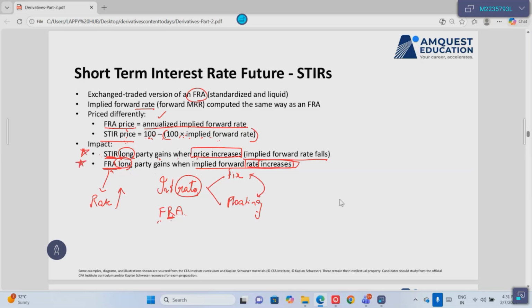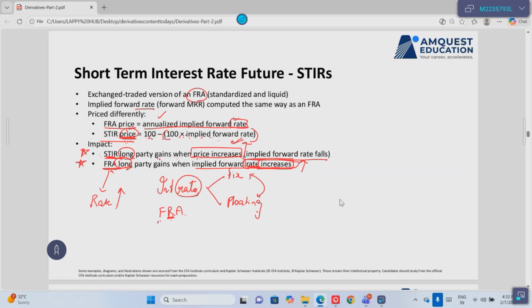STR deals with price, therefore the price should go up for him to gain. FRA deals with rate, therefore the rate should go up for him to gain. Here, price goes up, STR gains; rate goes up, FRA gains. Because they both are playing in different underlyings. One is playing with price and one is playing with rate. Clear?